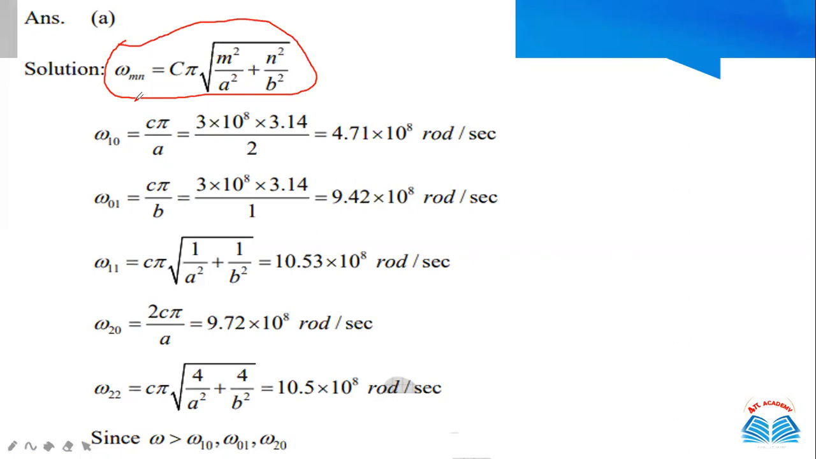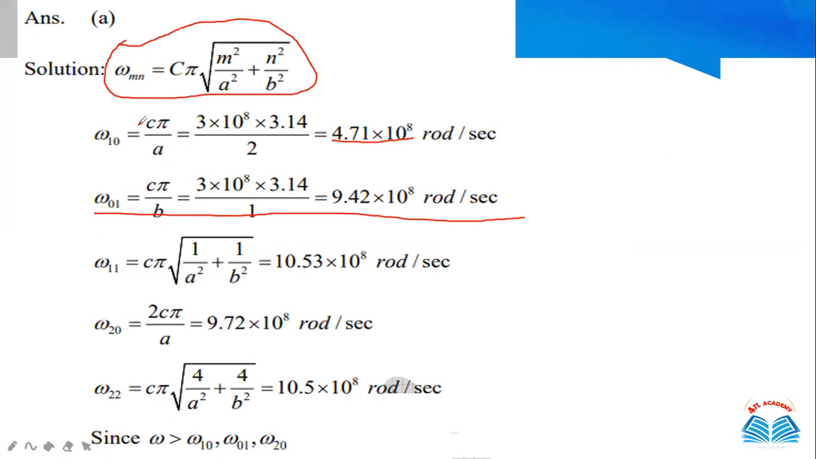Just one by one, we will put in some values. We will put m equals 1 and n equals 0 first. So put 1 here and 0 here. You are getting 1 by a square. The value of a is given in your question, which is 2. Just put the value, and you are getting omega 10 as 4.71 into 10 to the power 8 radian per second. Again, now put m equals 0 and n equals 1. So omega 01 you will get 9.42 into 10 to the power 8 radian per second.